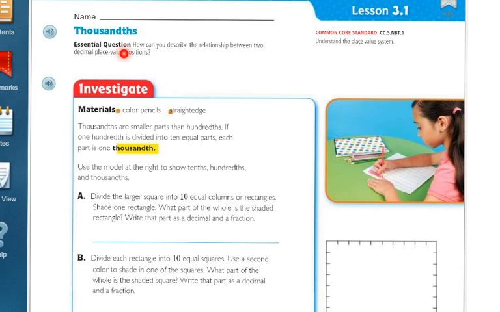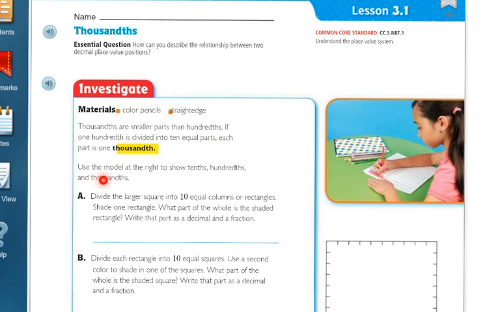So our essential question today is, how can you describe the relationship between two decimal place value positions? Our Common Core standard is understanding the place value system. Again, we're going to be looking at the relationship between two decimal place value positions. So thousandths are smaller parts of hundredths. If 1/100th is divided into 10 equal parts, each part is a thousandth.